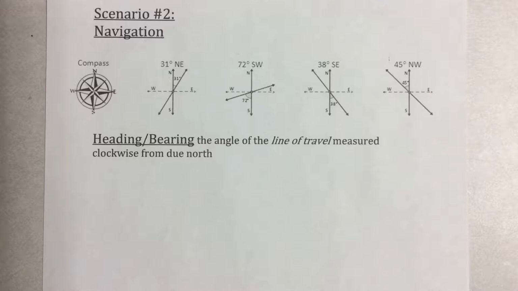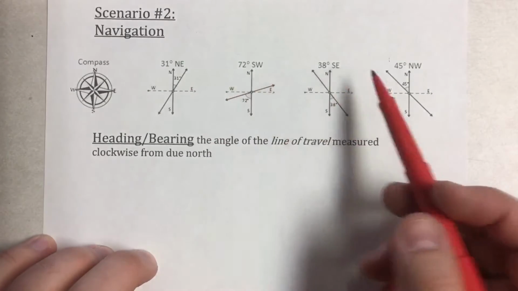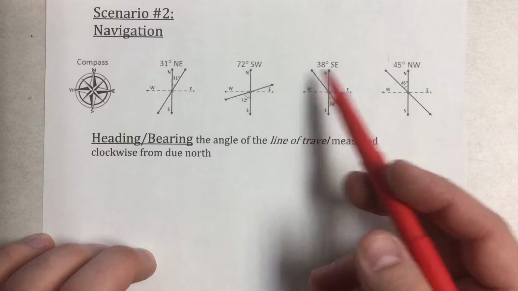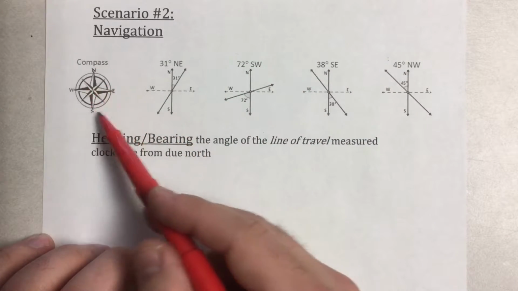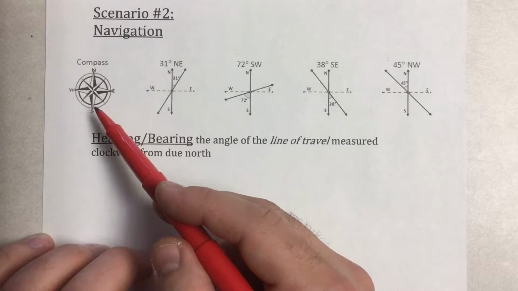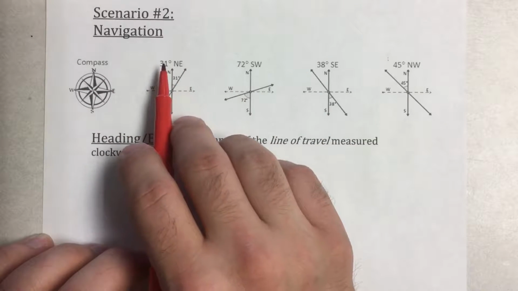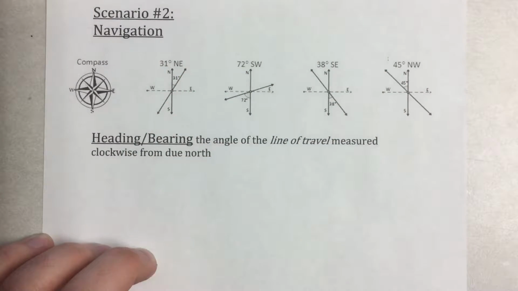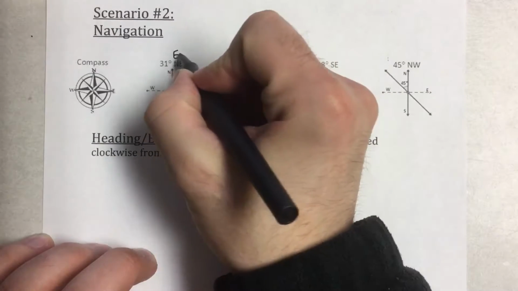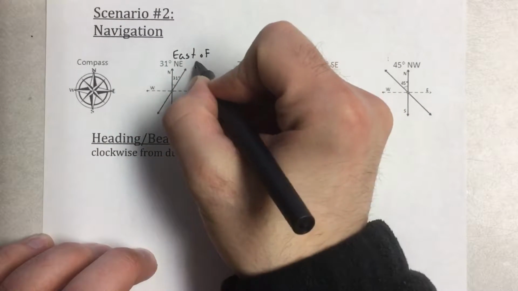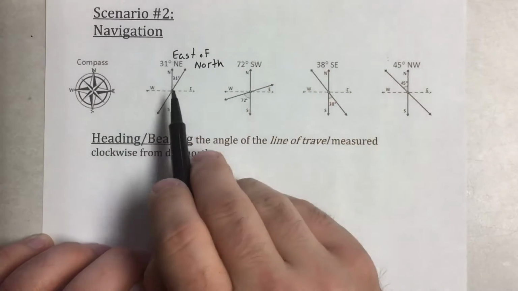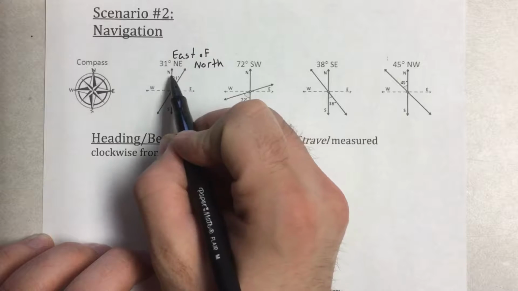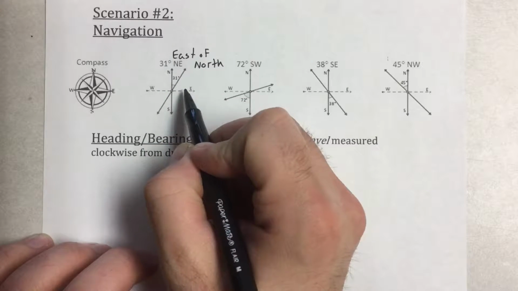So the first way we can read a bearing is, I have 4 examples here. So for example, 31 NE, 72 SW, and so on. So obviously we need to know where north, south, east, west are. Now, when I read this NE, we need to read this as east of north. So notice how this 31 degrees from north is 31 degrees towards the east side.